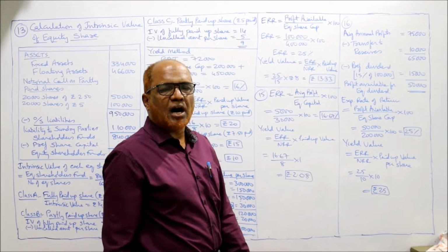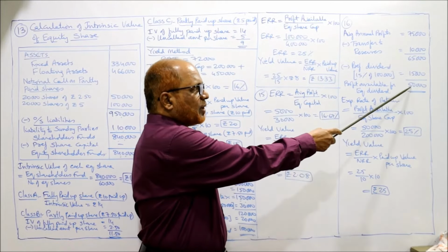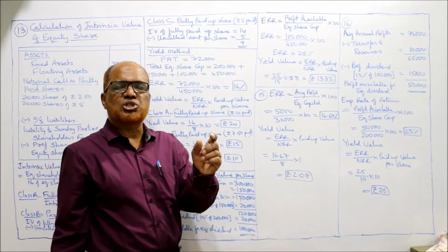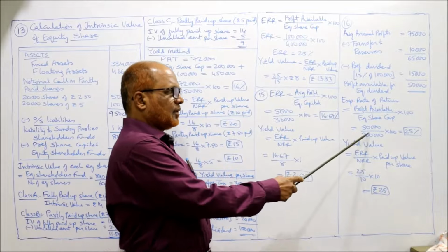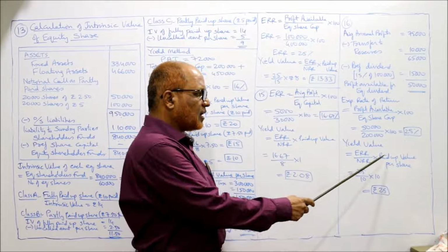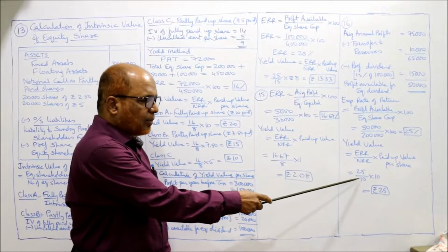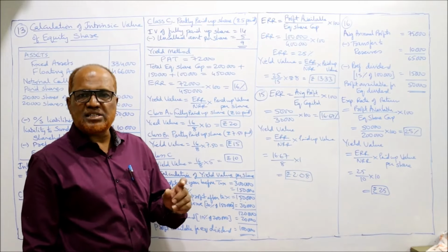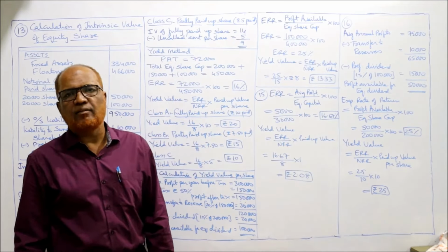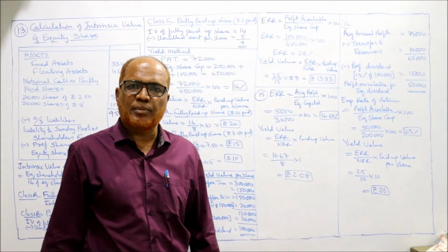Expected rate of return, ERR, is profit available divided by equity share capital into 100. 50,000 is the profit available and the equity share capital is 2 lakh rupees, 20,000 shares of 10 rupees each. 25% is the ERR. Now yield value is equal to ERR by NRR into paid up value. ERR 25% we got, NRR given in the problem is 10%, and the face value, paid up value of each share, is 10 rupees. So ultimately the yield value of the share is 25 rupees. So this is the end of problem number 16.